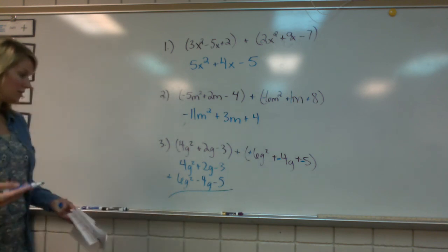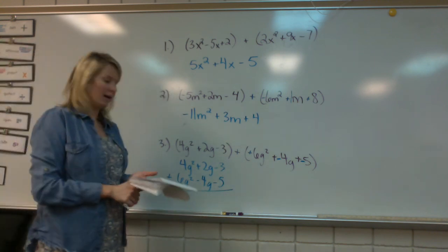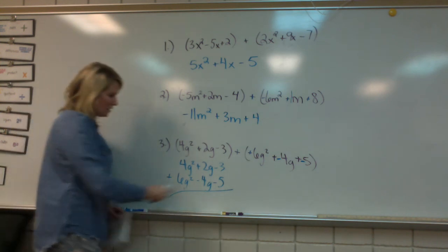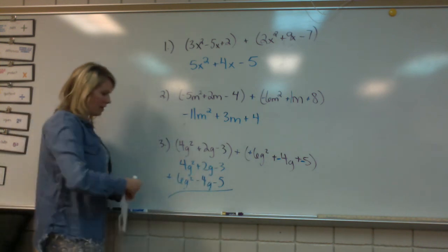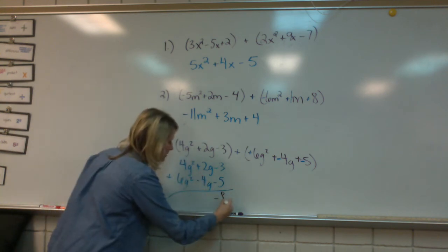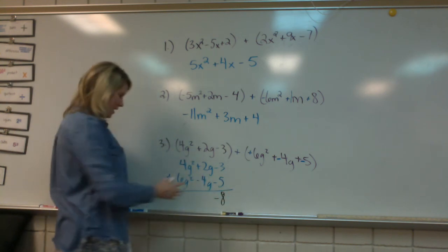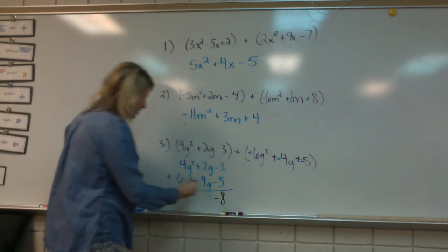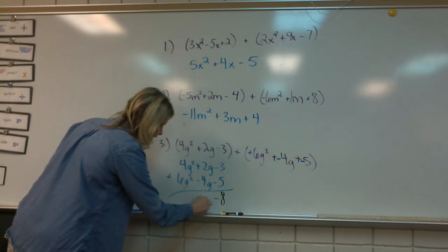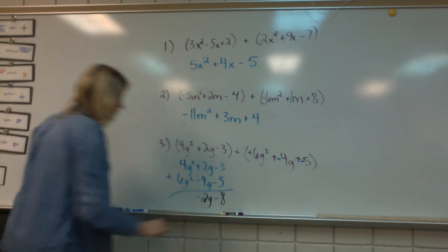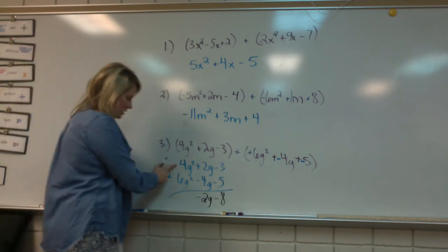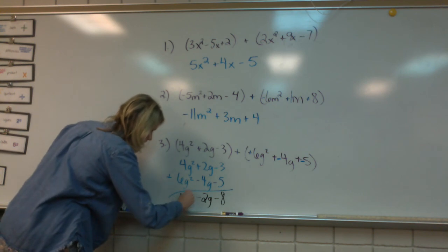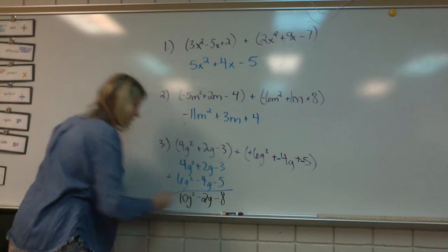And now you can just start adding like you would with a multi-digit subtraction problem. So I have negative 3 here and a negative 5 here. All together I have a negative 8. And then I have a positive 2g and a negative 4g. So some cancel and I have a negative 2g left over. And then 4g squared plus a positive 6g squared. All together I have 10g squared.